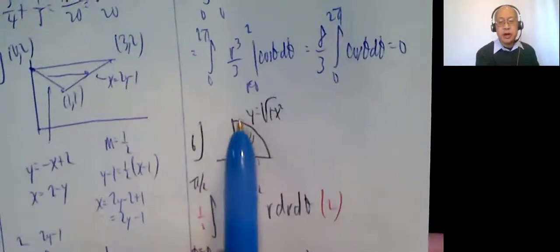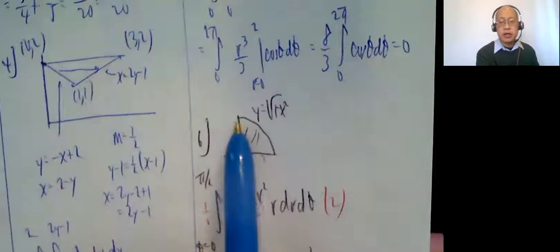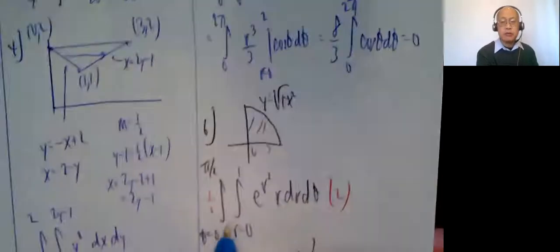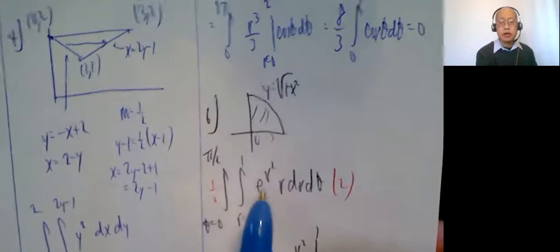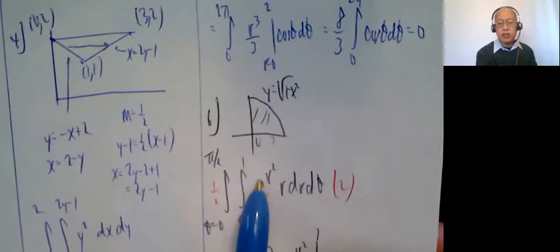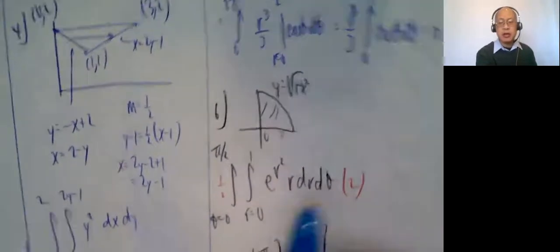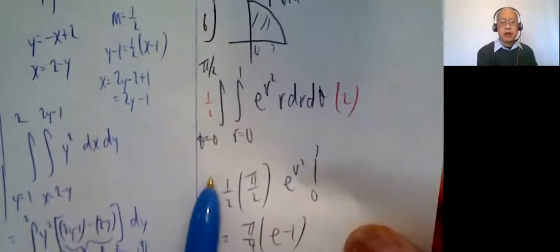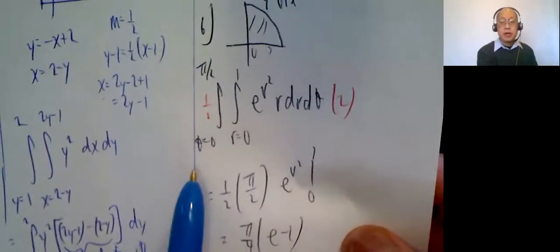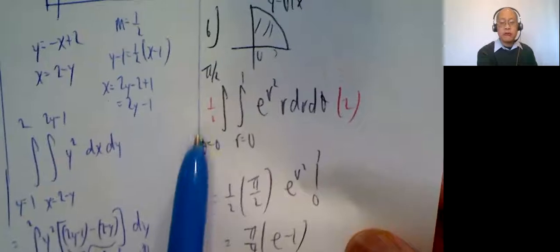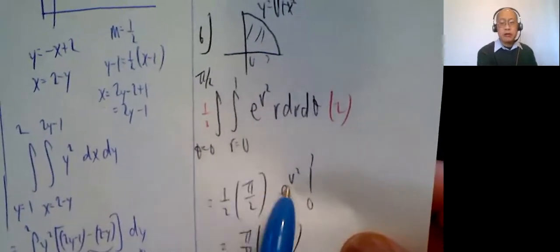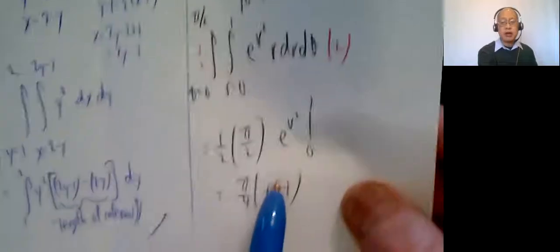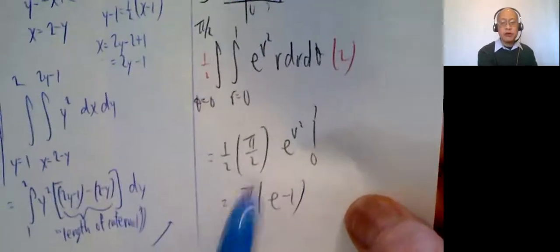Number 6, y equals radical 1 minus x squared from 0 to 1 is the first quadrant part. So theta goes from 0 to pi over 2. r goes from 0 to 1 of e to the r squared, r dr d theta, multiplied by 2 inside and 1/2 outside. So it gives you 1/2. The length of the interval of theta is pi over 2. There's no thetas anywhere here. And so I'm integrating pi over 2 times e to the r squared from 0 to 1, pi over 4 times e minus 1.